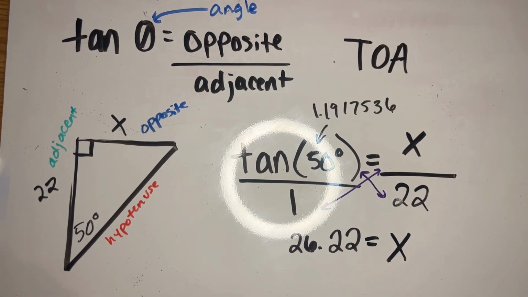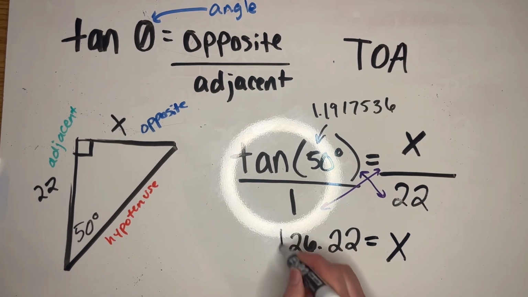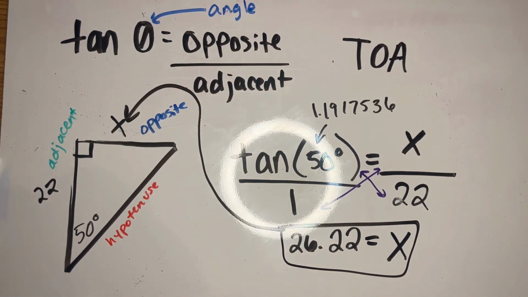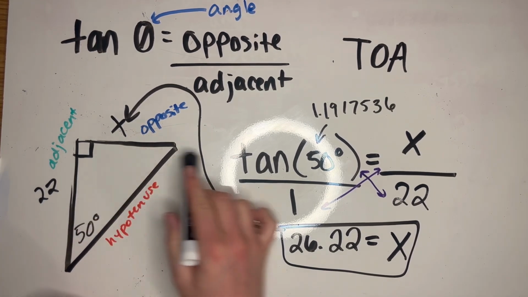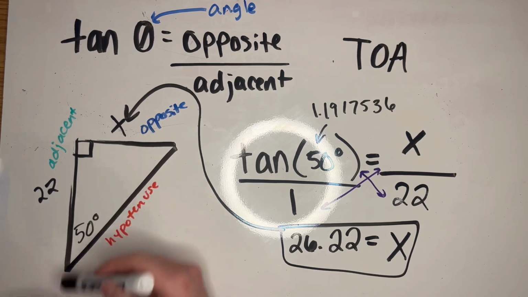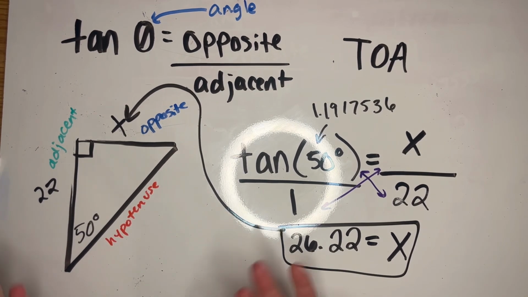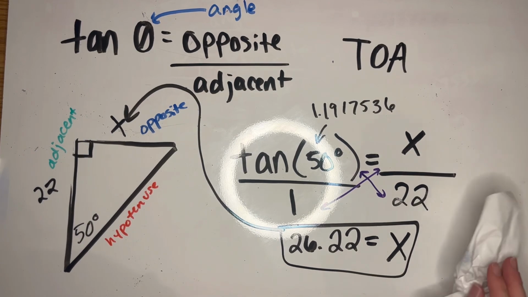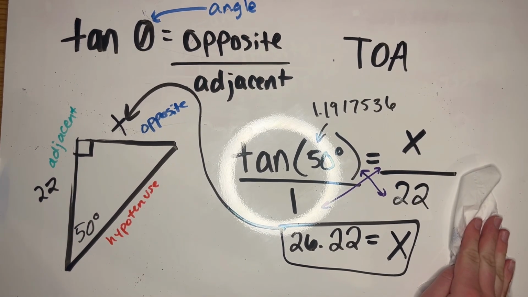That means that our missing side is 26.22 units long. Our picture doesn't really reflect that. So if I were to redraw this triangle, now knowing what the missing side was, I would make this side longer than this side. But it's not, you're solving for a missing side, so you don't know 100% what it's going to be. All right, then we'll do another one.